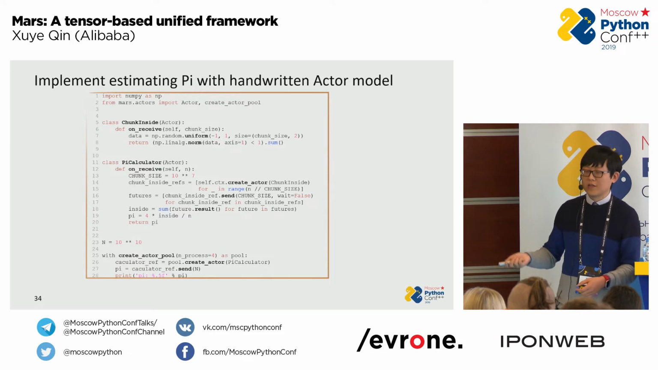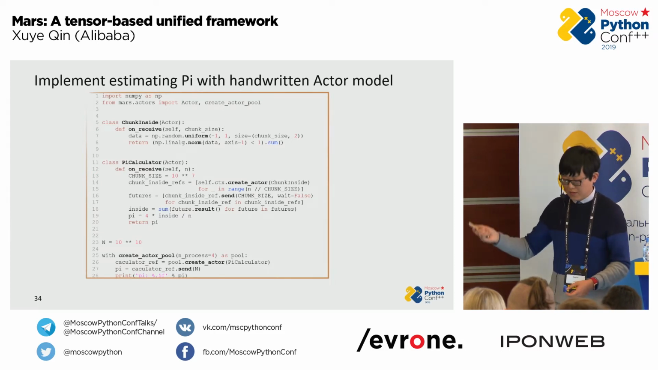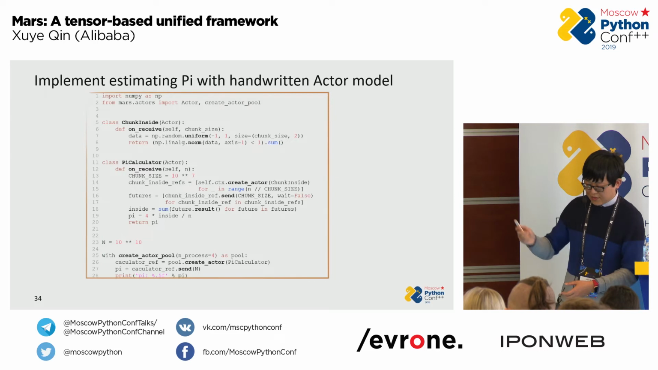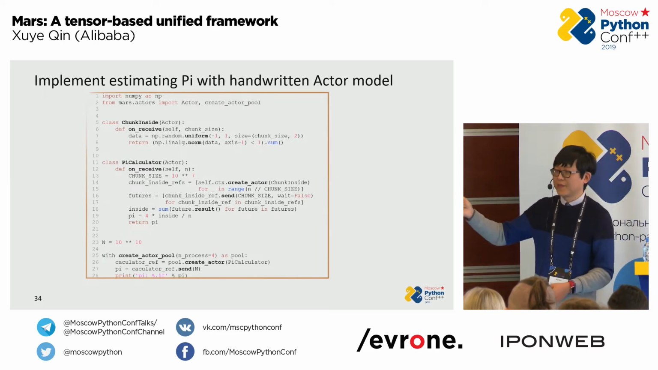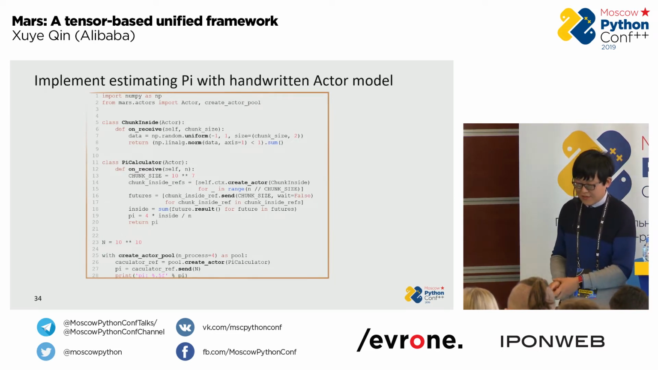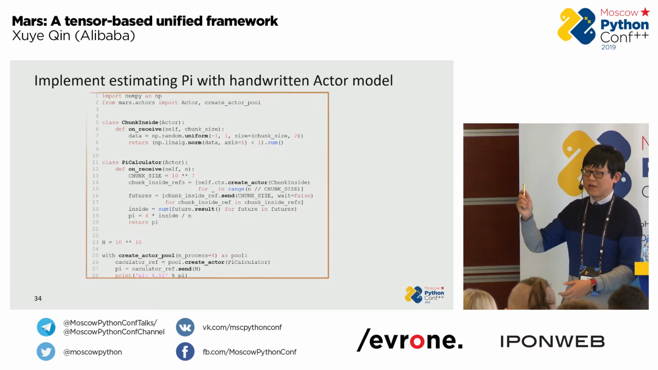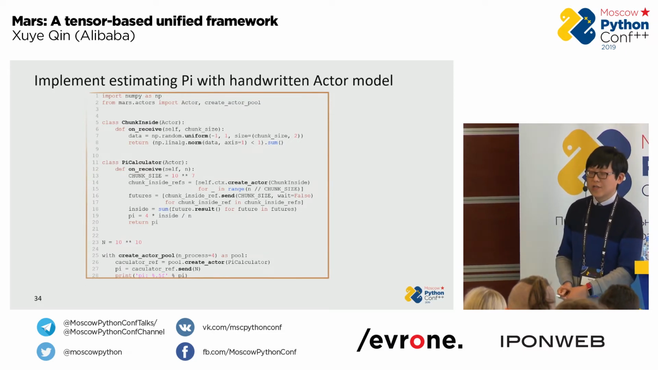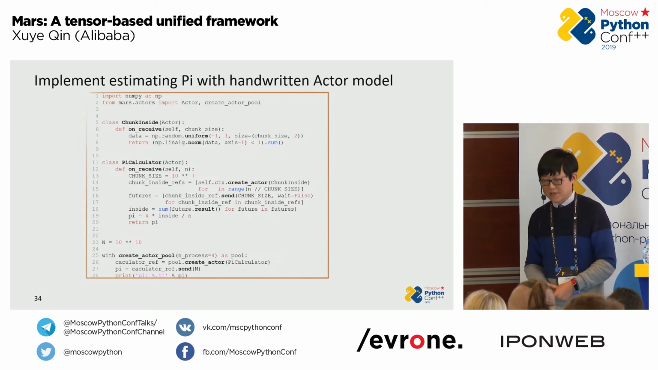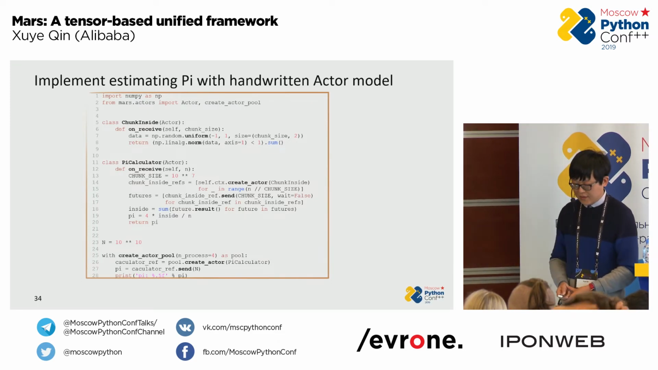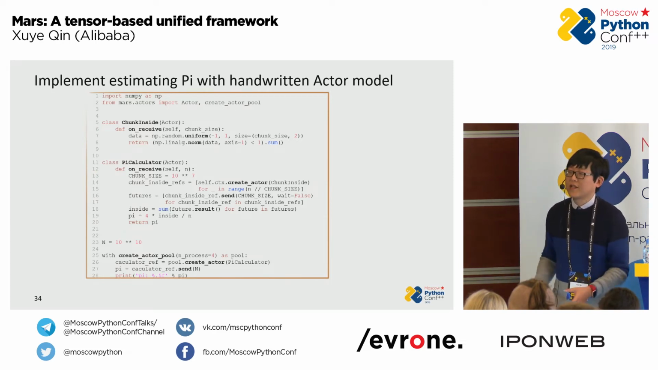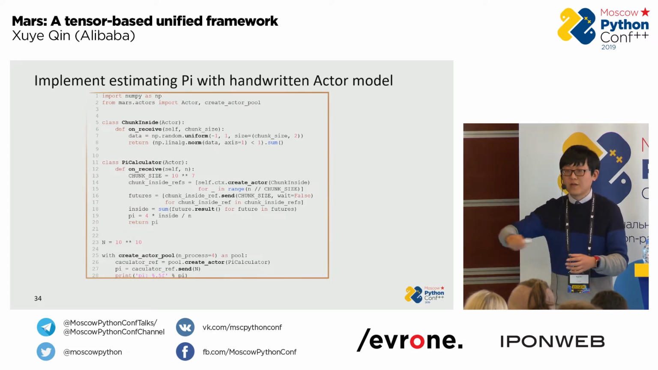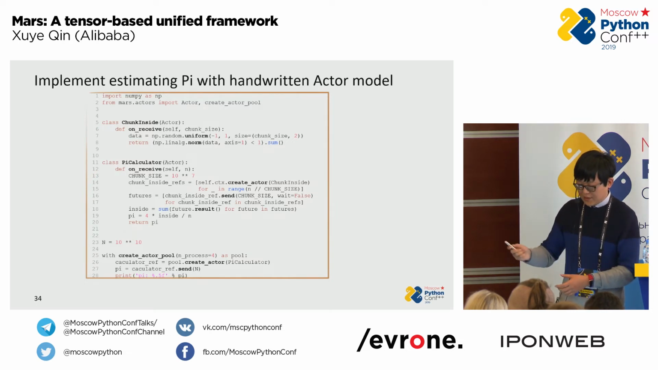So we can implement the Monte Carlo method with the handwritten actor model. An actor is just a class. So you can just implement one function, that is onReceive. So we write the chunk inside the actor to process the 10 million scale, and we create an actor to create 1,000 chunks inside, and just let them do the calculation.